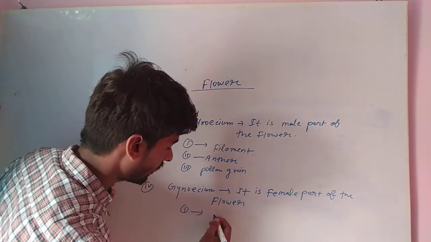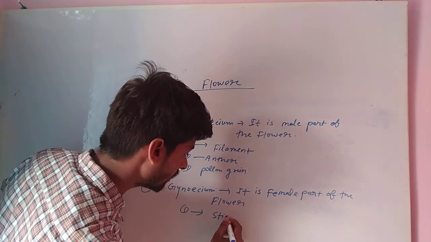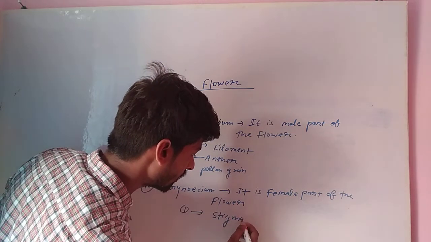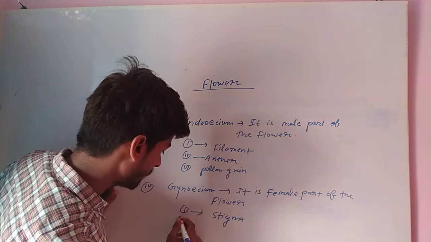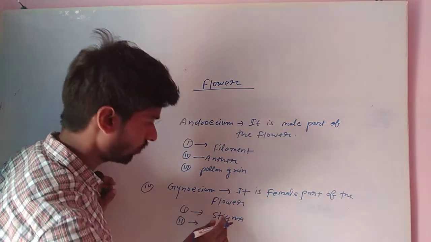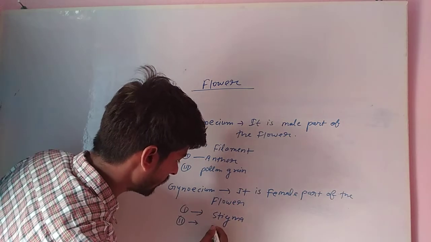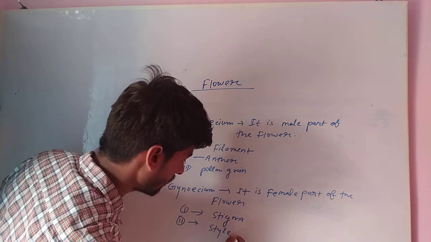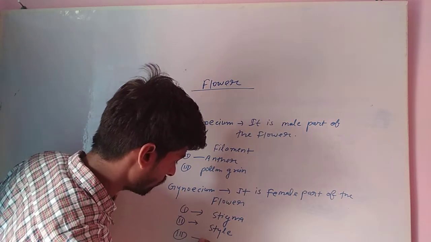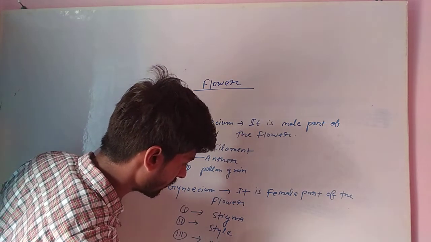First one is known as a stigma. Second is known as style, and the third is known as ovary.